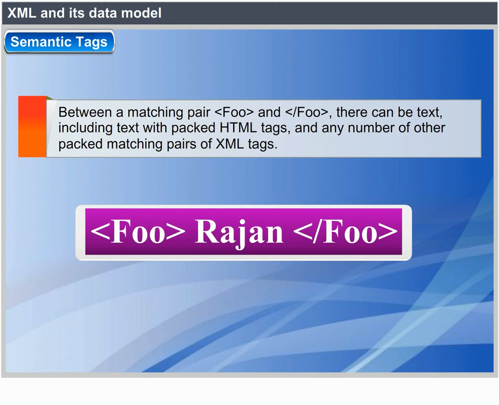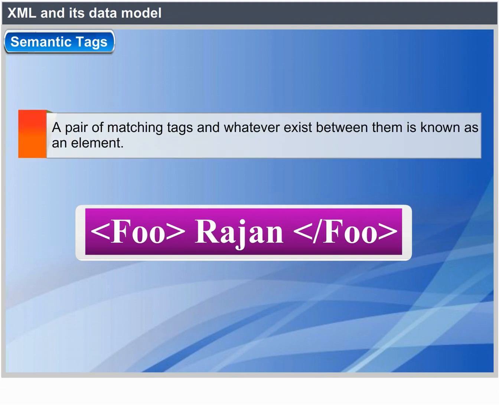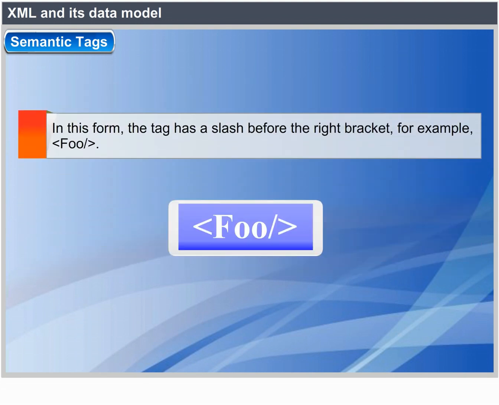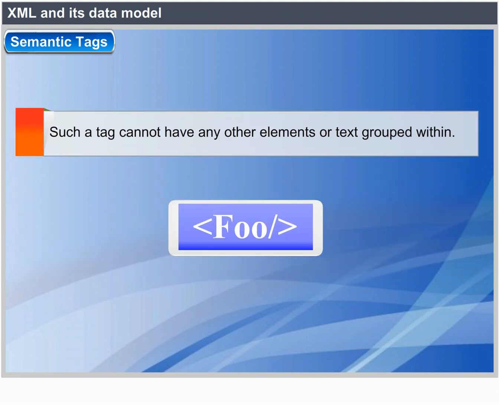A pair of matching tags and everything that comes between them is called an element. A single tag with no matched closing tag is also permitted in XML. In this form, the tag has a slash before the right bracket, for example, FOO slash. Such a tag cannot have any other elements or text nested within it.